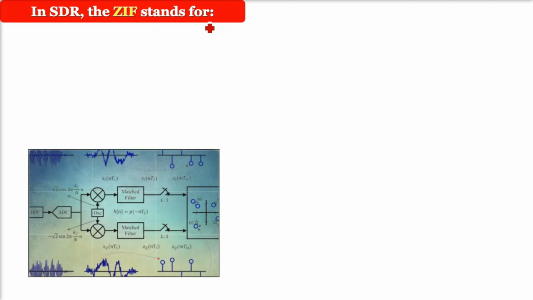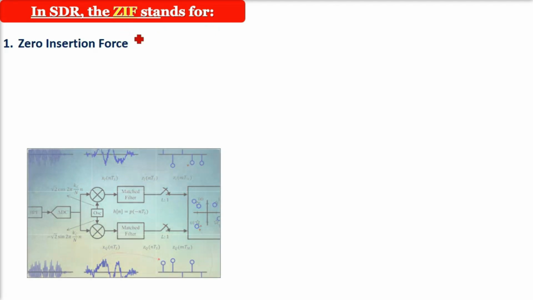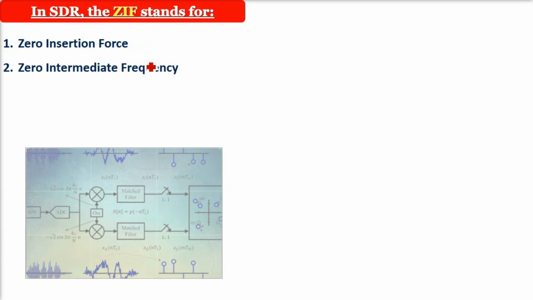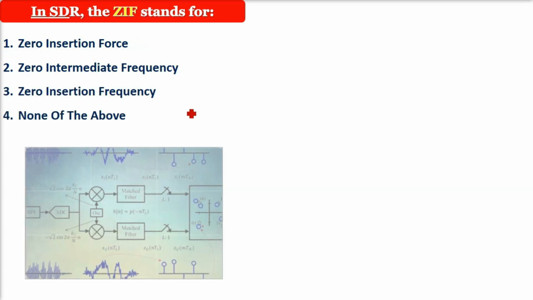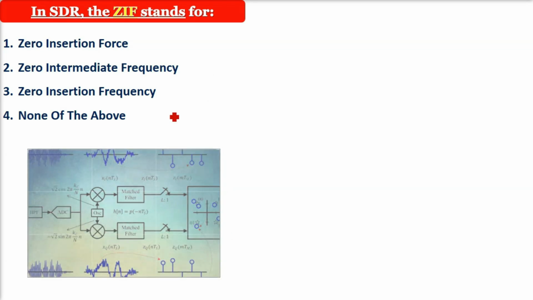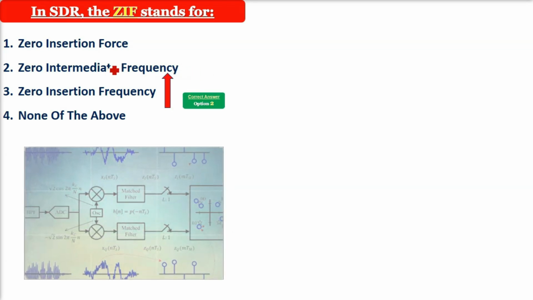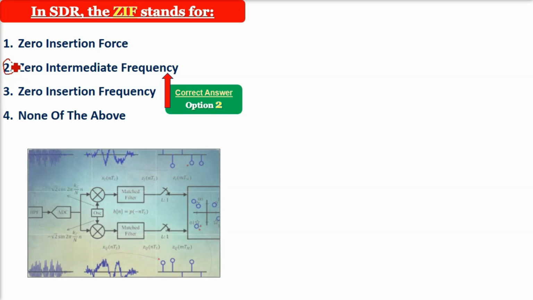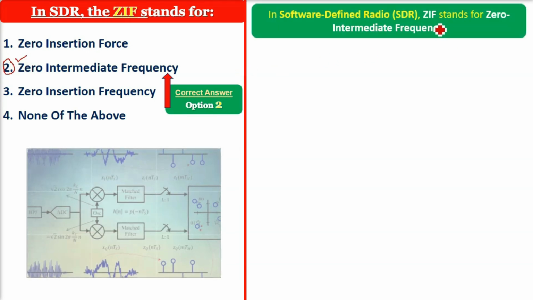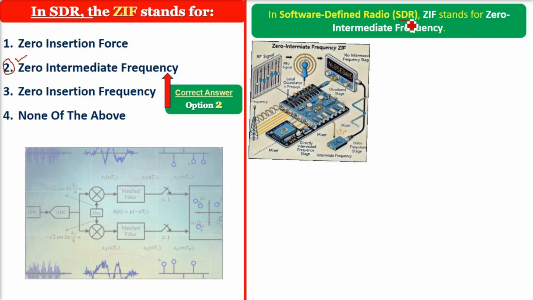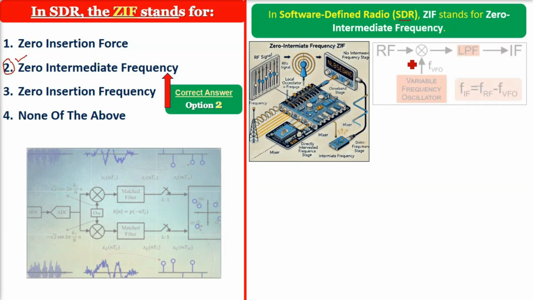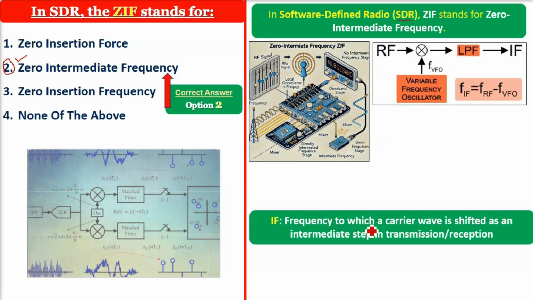In SDR, what does ZIF stand for? First is zero insertion force, then we have zero intermediate frequency, zero insertion frequency, and none of these. So the correct answer is option number 2, zero intermediate frequency. Now what is ZIF in software defined radio? ZIF stands for zero intermediate frequency. So let me tell you what exactly this intermediate frequency is.